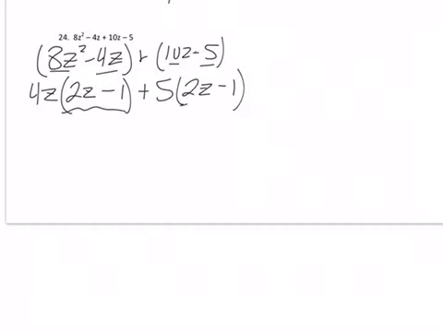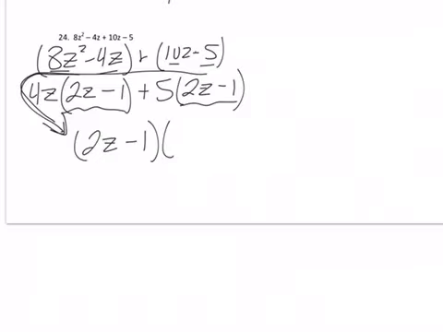Again, the 2z minus 1 is common to both terms, so we're going to undistribute that binomial. So the 2z minus 1 gets factored out. We're left behind in the first term with 4z, and in the second term with the plus 5. Okay?